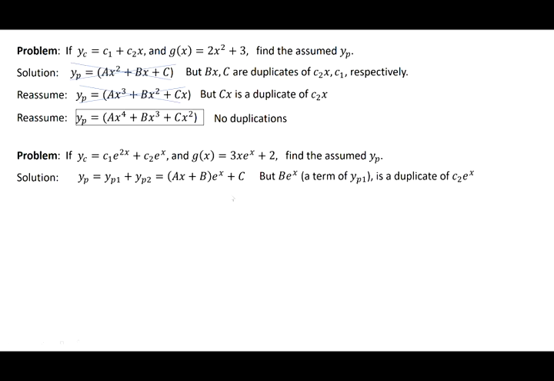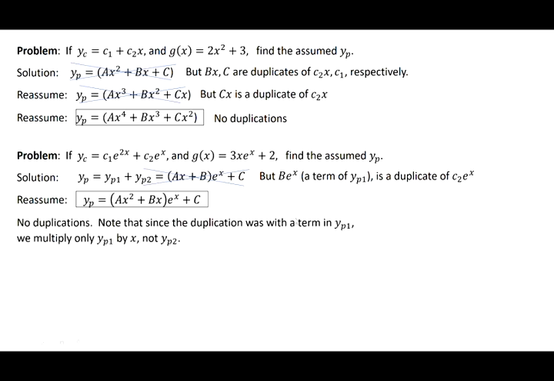Okay? So we multiply only the first one by x, and so we have (ax squared plus bx) e to the x, and plus c remains plus c. Cool? All right, so keep that in mind. What is the source? Note no duplications. Note that since the duplication was the term in yp1, we multiply only yp1 by x and not yp2. That's it, eh?